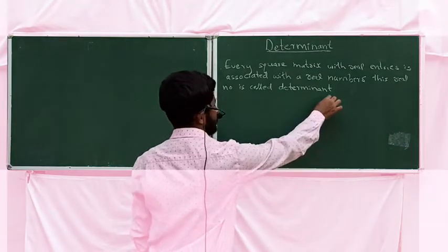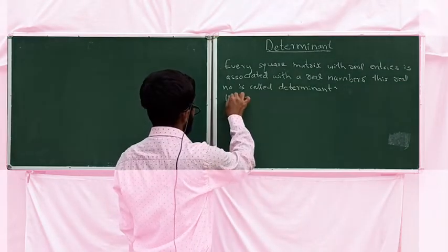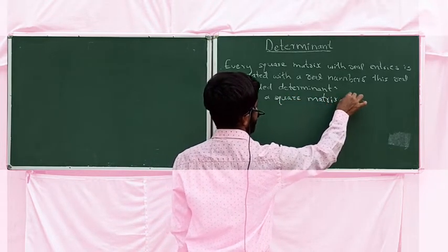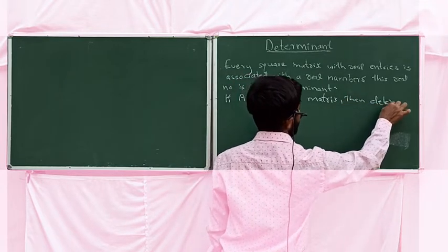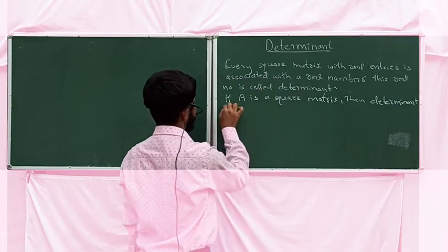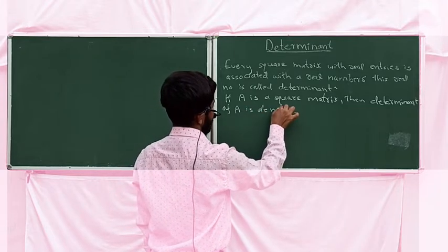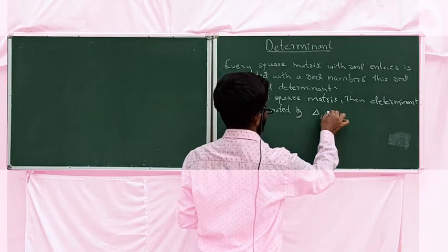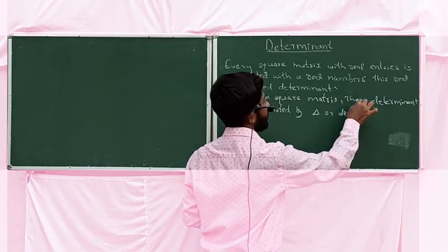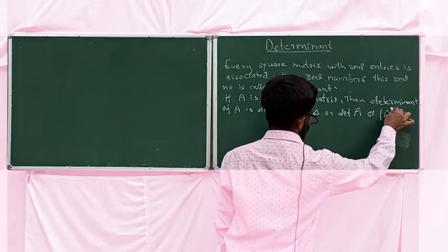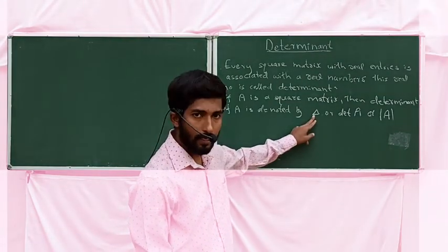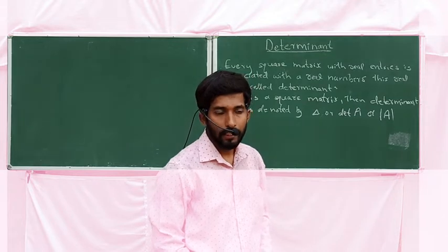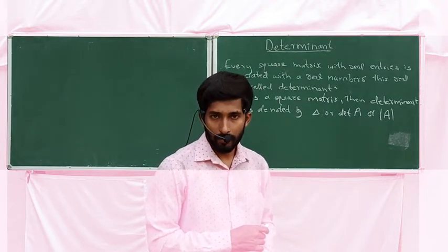For example, if A is a square matrix, then determinant of A, the given matrix A, is denoted by either this symbol, delta, or det A, or one more symbol like this, determinant of A. These are notations. You can use delta, or you can write det A, that represents the determinant of A, or this symbol. The next step, how to calculate determinant of square matrix.